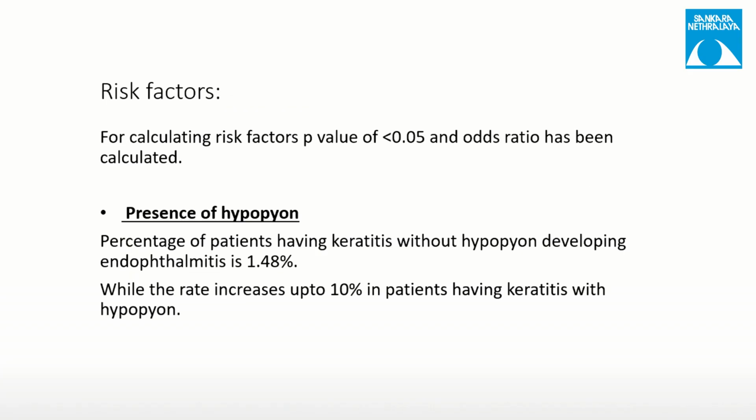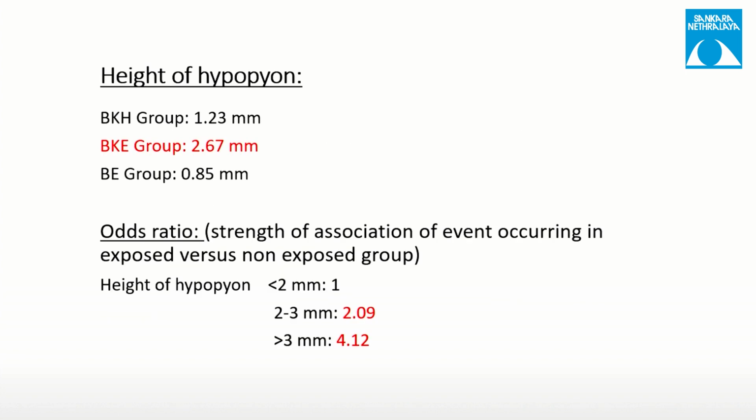What are the risk factors they found? For calculating risk factors, a p-value of less than 0.05 and odds ratio were calculated. So first is the presence of hypopyon. The percentage of patients having keratitis without hypopyon developing into endophthalmitis is approximately 1.48%, while the rate increases up to 10% in patients having keratitis with hypopyon. So hypopyon is a risk factor. Next, height of hypopyon. As we can see in this data, BKE, meaning endophthalmitis developing after keratitis, has a height of hypopyon of approximately 2.67 mm, which is higher than the rest of the 2 groups.